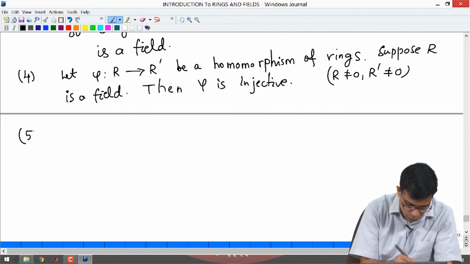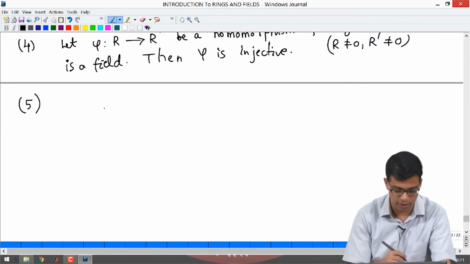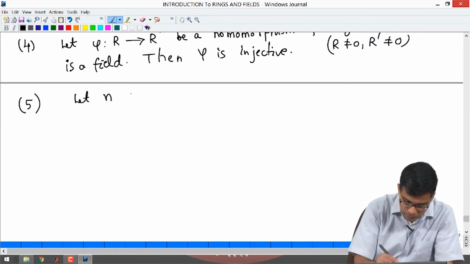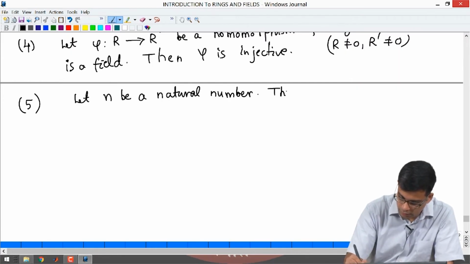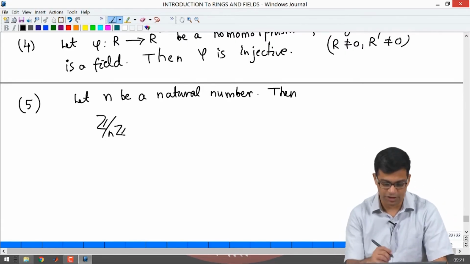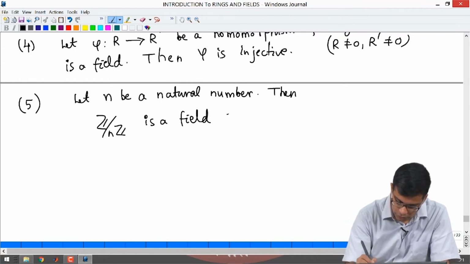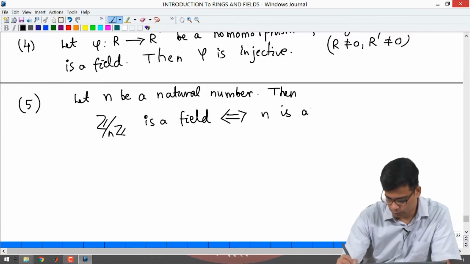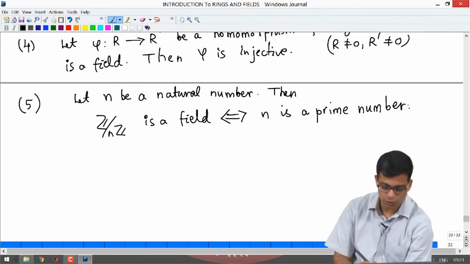So, I will not say anything more about it, but next problem, this is something that I used earlier, or I commented about this in an earlier video. So, let n be an integer, actually a natural number. So, it is a non-negative integer. Then we said Z mod nZ is a ring. So, this I told you earlier, there is a ring structure on this. Okay. So, this is a field if and only if n is a prime number.